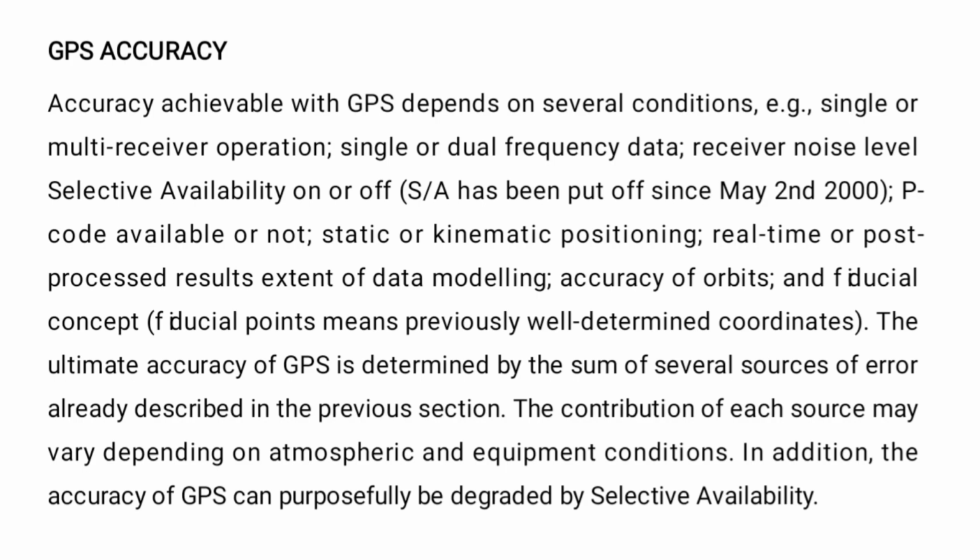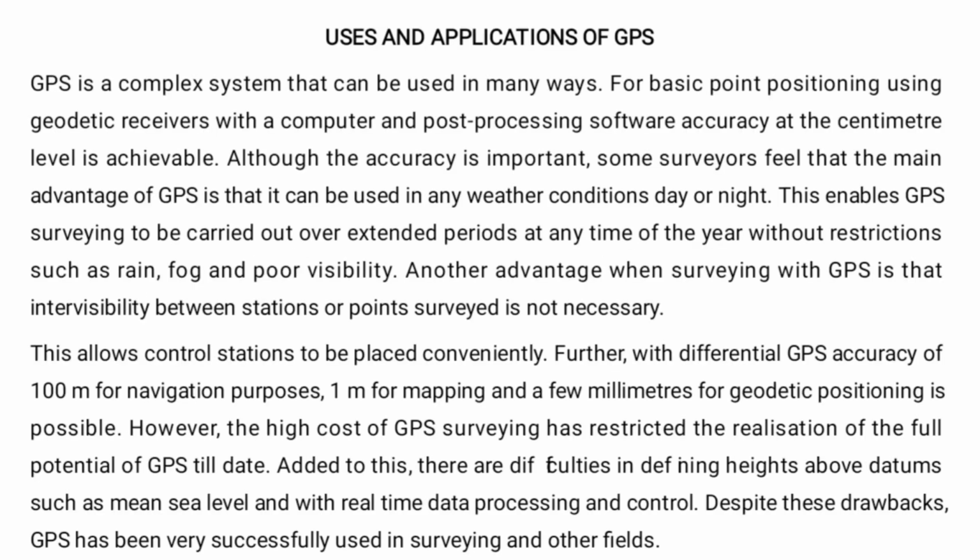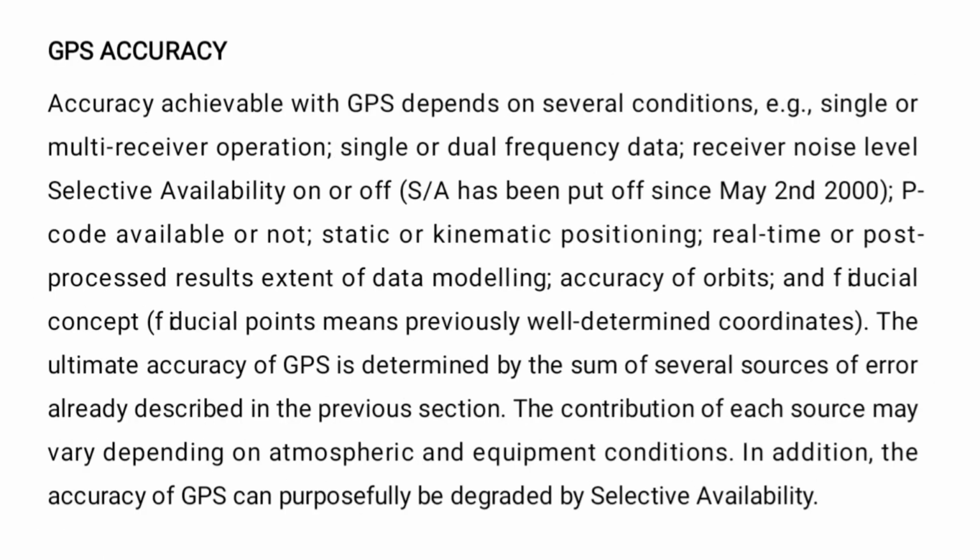points, previously well-determined coordinates. The ultimate accuracy of GPS is determined by the sum of several sources of error already described in the previous section. The contribution of each source may vary depending on atmospheric and equipment conditions. In addition, the accuracy of GPS may purposefully be degraded by selective availability. This is the accuracy. Here, point positioning, relative positioning, use and application of GPS, accuracy.